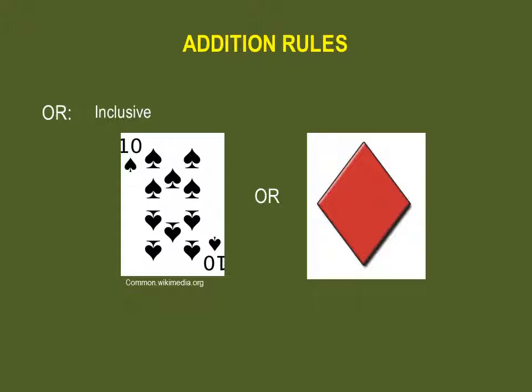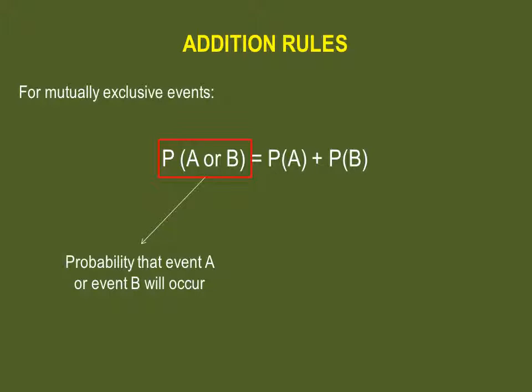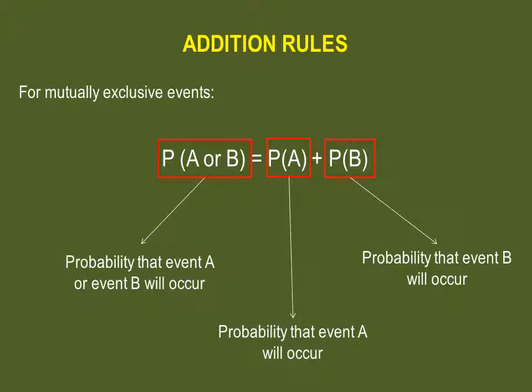Now, the method of calculating probability, known as addition rules, varies according to whether events are mutually exclusive or not. If you have mutually exclusive events, the addition rule for calculating the probabilities is the following. P of A or B is the probability that either event A or event B will occur. P of A is the probability that event A will occur, whereas P of B is the probability that event B will occur. A and B here refer to the 2 mutually exclusive events we were talking about before.